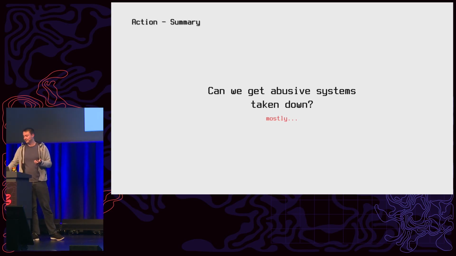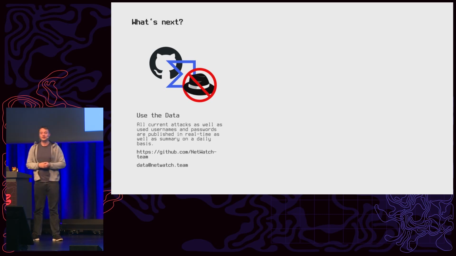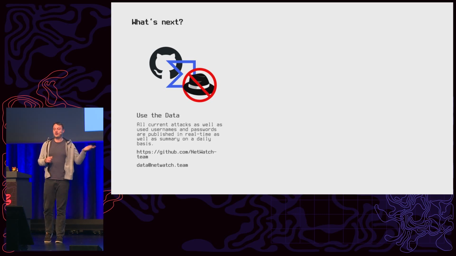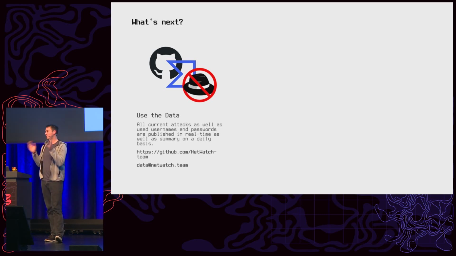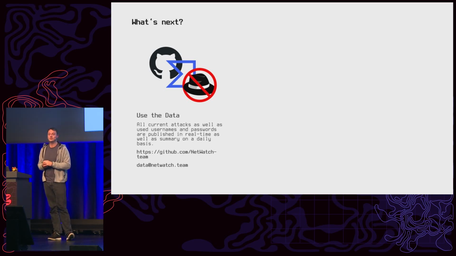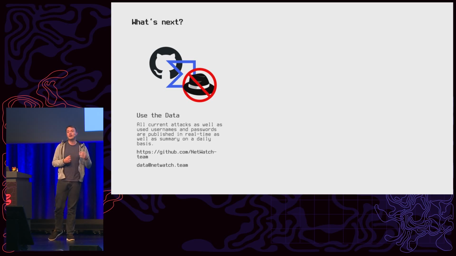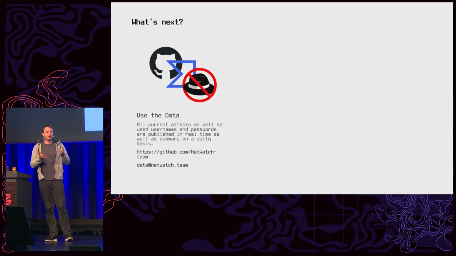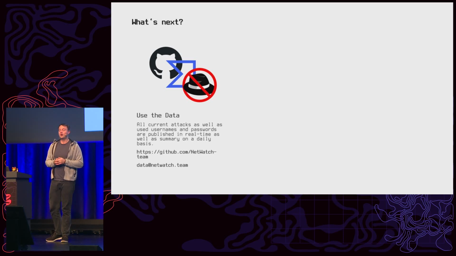So what's next? There are three things. Firstly, use the data. Everything that we do is on our NetWatch GitHub account. So NetWatch is sort of the code name for the whole project. And we, in real time, stream all the abuses that we see to all the standard forums like VirusTotal, AbuseIPDB, and so on, and upload a daily summary of everything to our GitHub account.